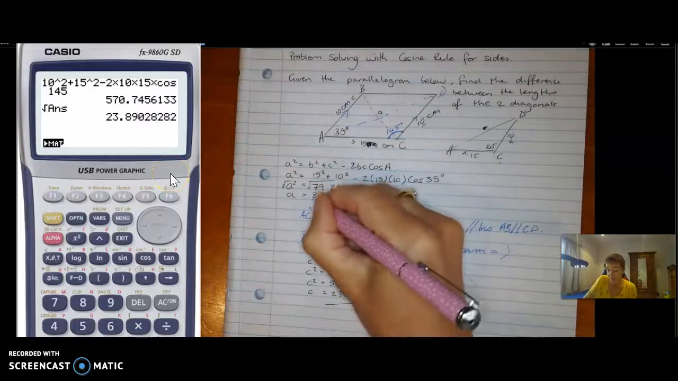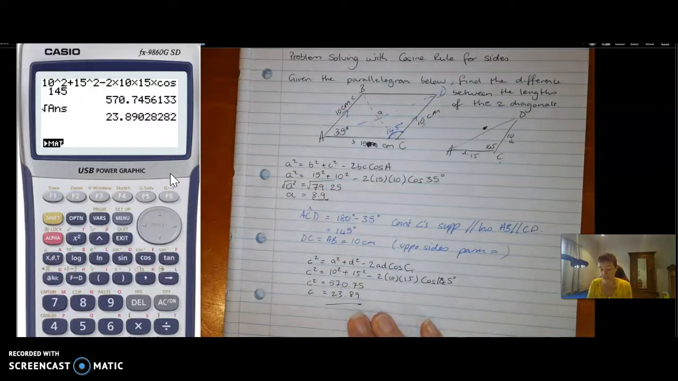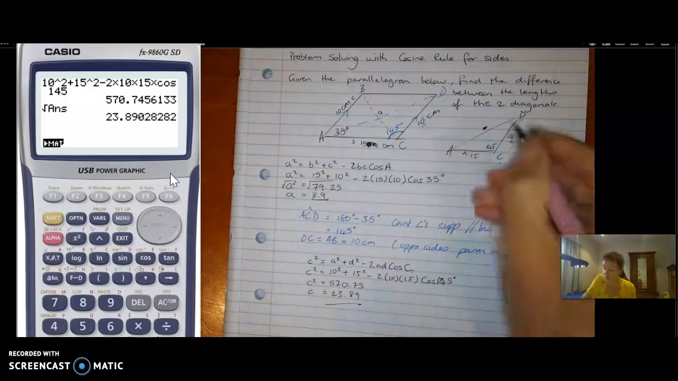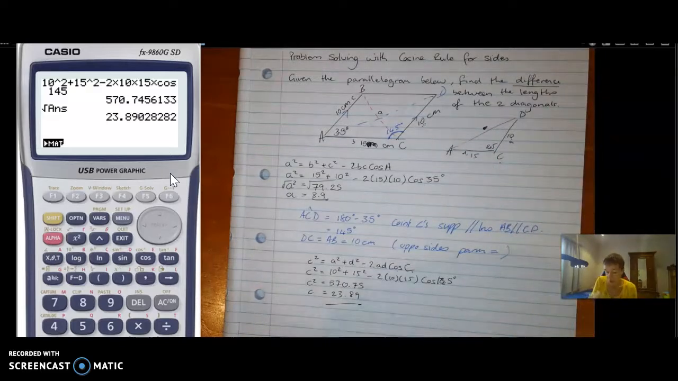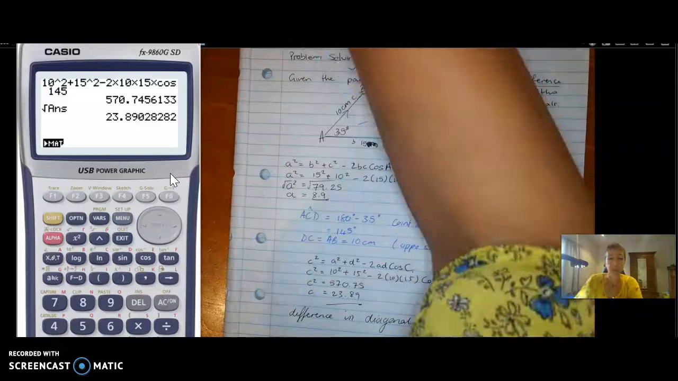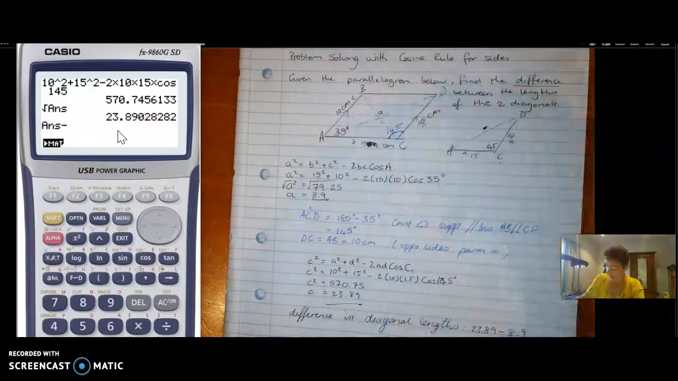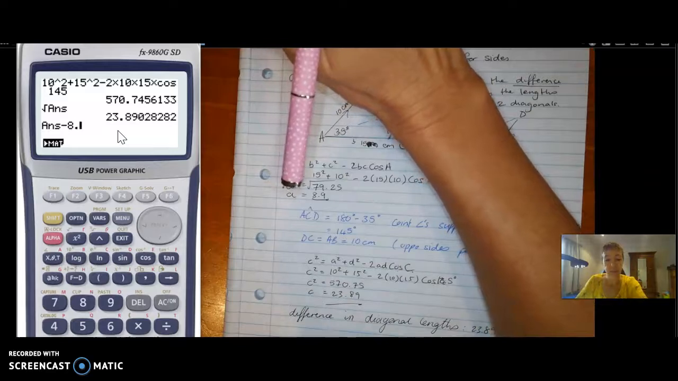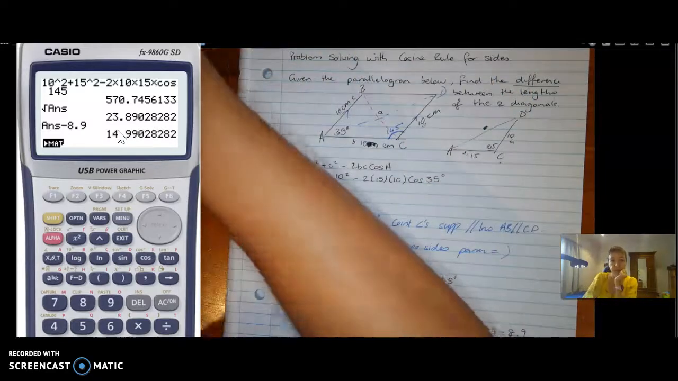So I have got that one diagonal is 8.9, the other diagonal is 23.89. And the question was, find the difference between the lengths. So don't forget to go back and check after you've done all of this working that you have actually answered the question. The difference in diagonal lengths would be 23.89 minus 8.9, which gives me 14.99.